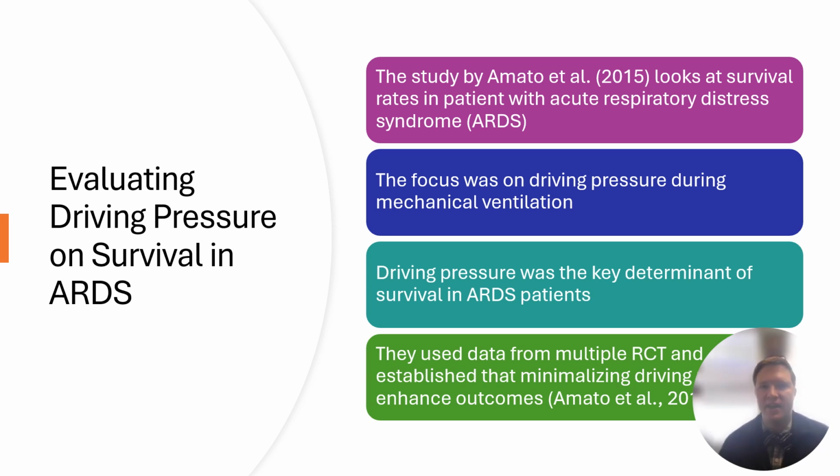The Amato study, they hypothesized that driving pressure, when they're looking at the functional size of the lungs instead of the predicted lung size of a healthy person, would be more strongly associated with survivability than just looking at tidal volumes being smaller or using higher levels of PEEP or lower levels of PEEP for these patients.